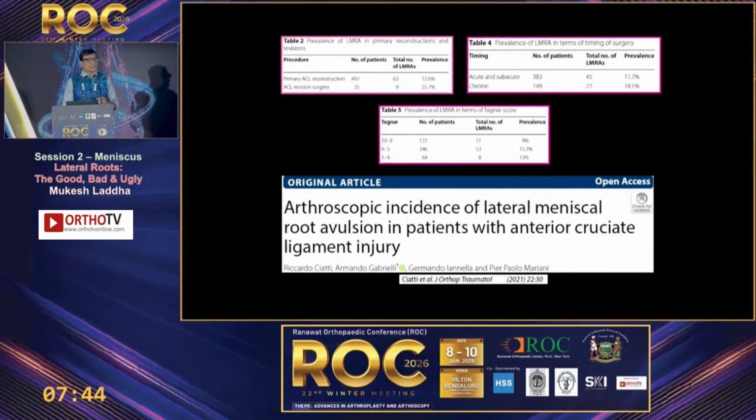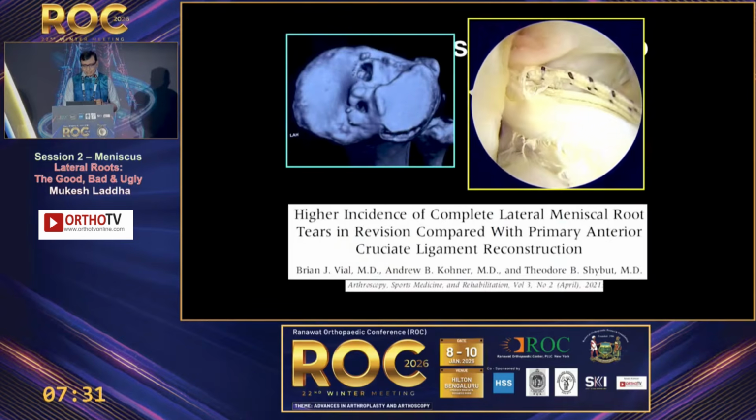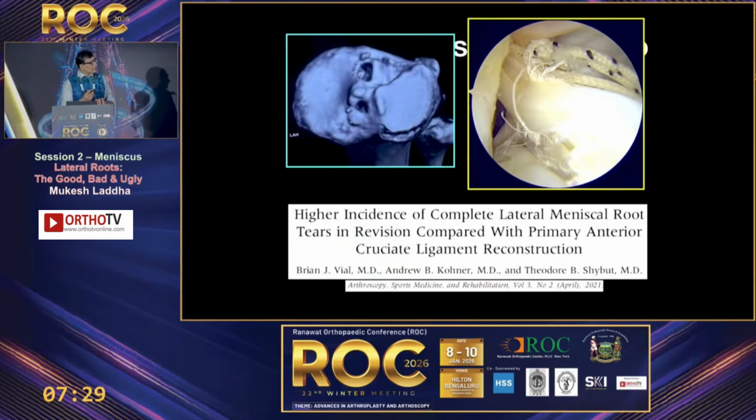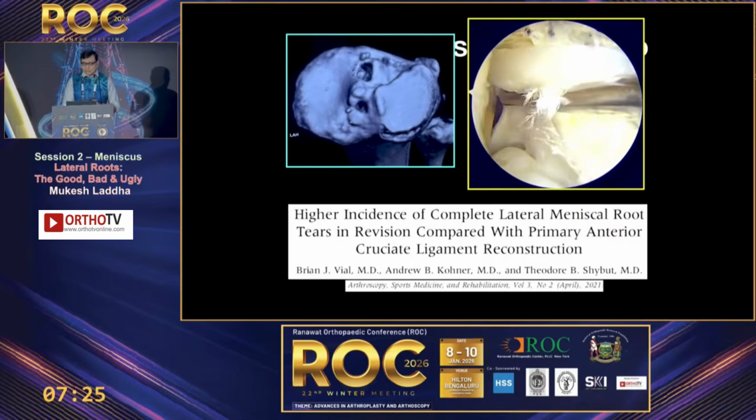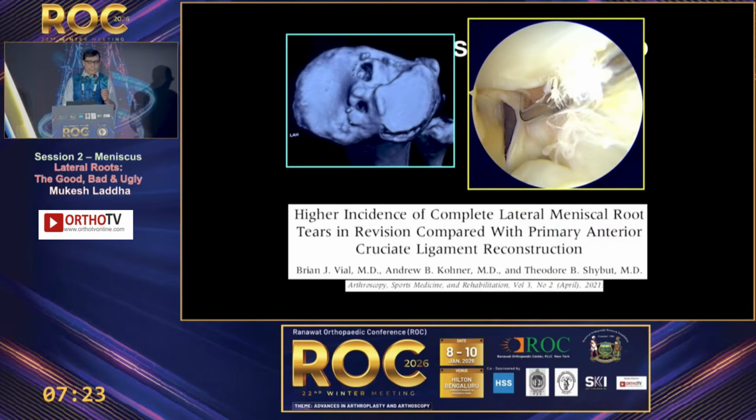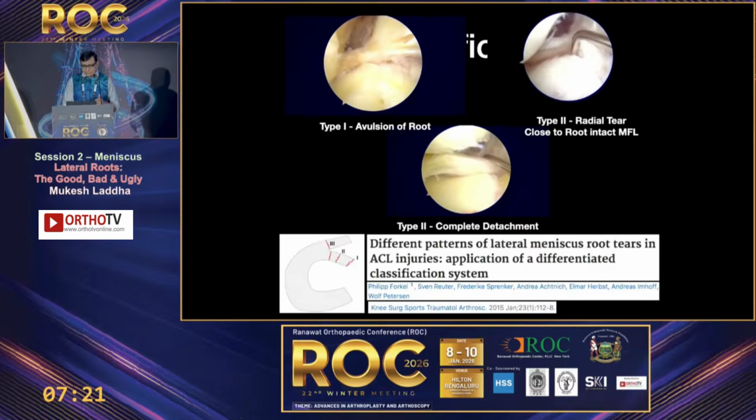It's usually associated with acute injuries, less likely with chronic ones, but primary ACL tears commonly show it. You also see a lot of it in revision ACL because of bad tunnel placements. The incidence is a lot higher there, and this is a case where the tunnel was made exactly on the root of the tear, so it's commonly associated with revision scenarios as well.